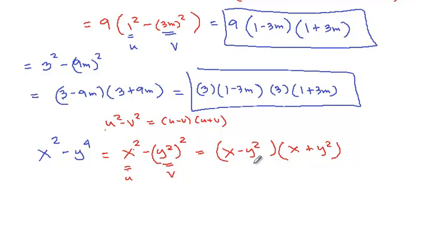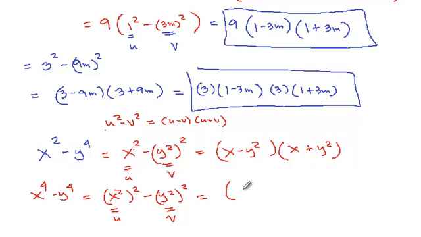Okay. Now we still have another one. What if it is like this? X to the 4th minus y to the 4th. Okay? How do you re-express that? In that case, you'll re-express that as x squared squared minus y squared squared. Right? So the x squared becomes your u, and the y squared becomes your v. So the answer in factored form is u minus v times u plus v: x squared minus y squared times x squared plus y squared.